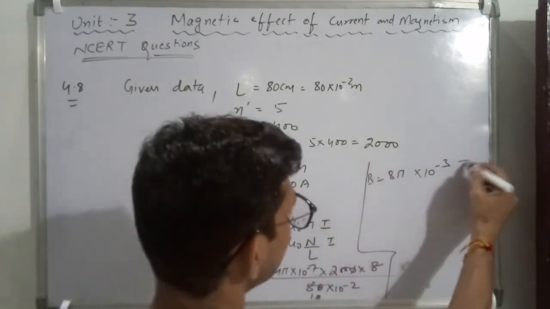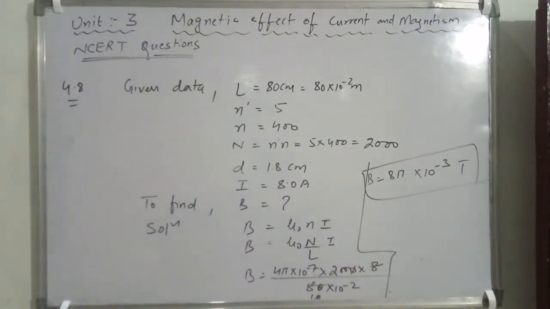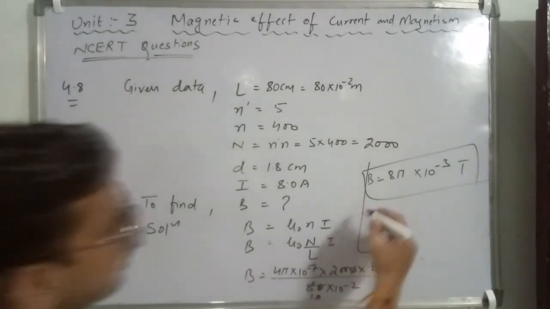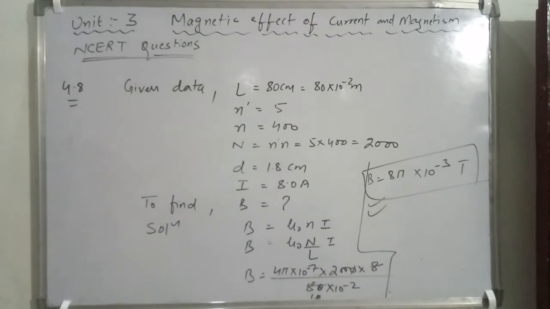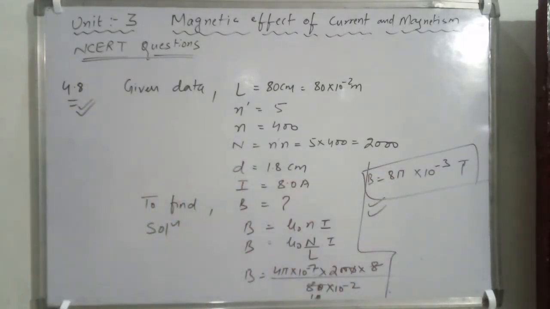So magnetic field will be in Tesla, that is 8 pi into 10 raised to power minus 3 Tesla. So this is the final result, the magnetic field at the center of the solenoid. This is 4.8.